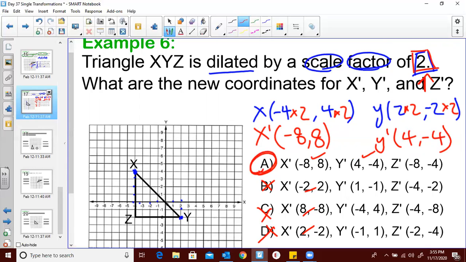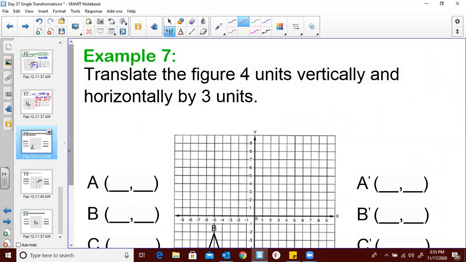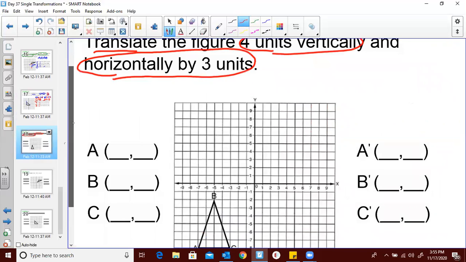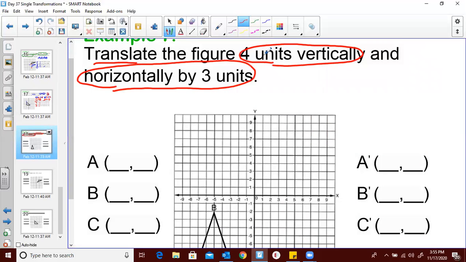All right, 3 more, and we can call it. Save some time. I'm just going to give you the points for A, but let's see. Translate the figure. We're translating the figure 4 units vertically and horizontally by 3 units. It's important you have to read these questions. I see a lot of kids mix it up and just do 4 units horizontally because they're used to doing x values first and so forth. So make sure that you guys are actually reading these questions.